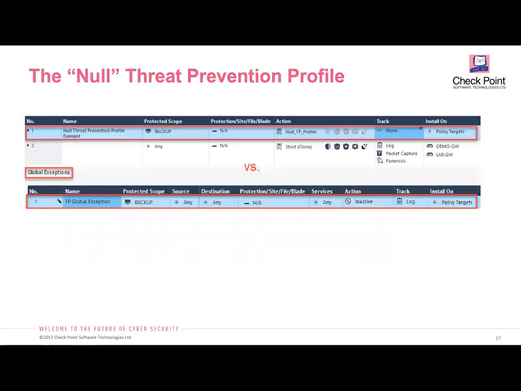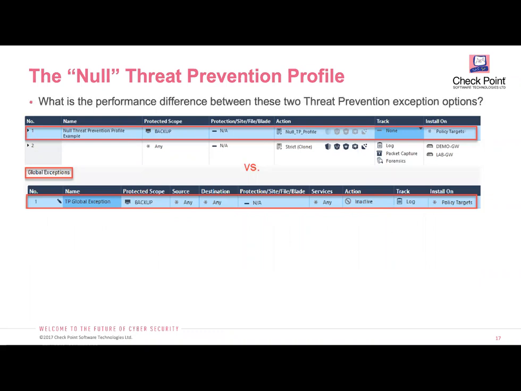So another one, and I'm just going to give Mr. Tim Hall the credit, this is his concept. This has come up on Checkmates a number of times. So once again, another question to pose: what is the performance difference between these two threat prevention exception options? The first one, we have a theoretical backup server going through a profile called Null TP profile. The other one is we just have an exception in our global exceptions for that backup server.